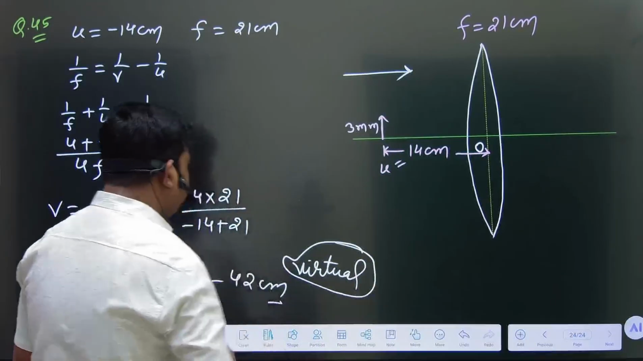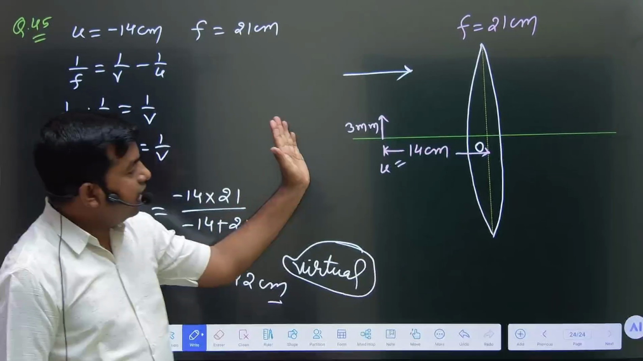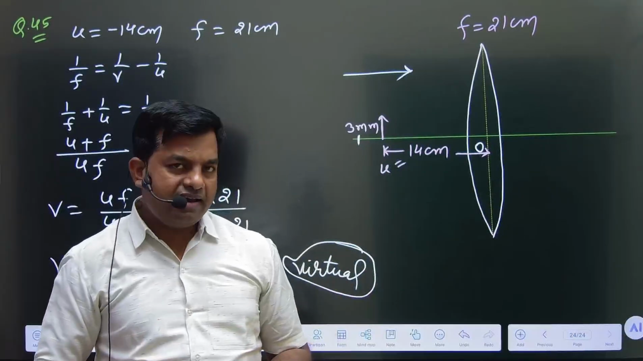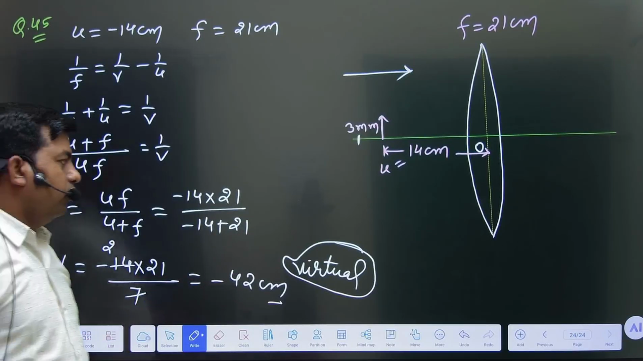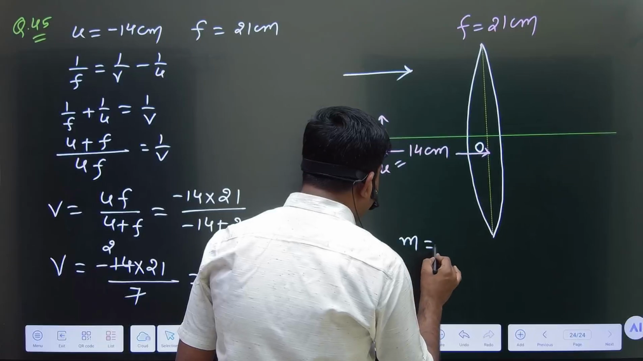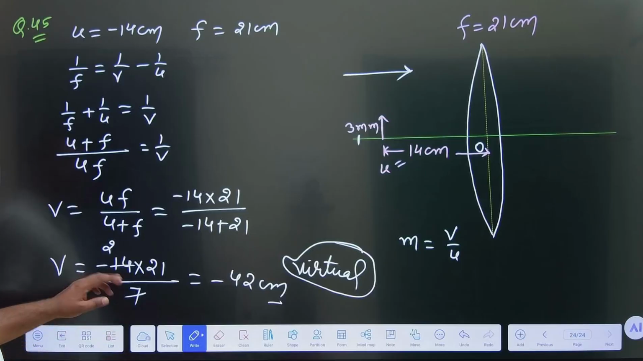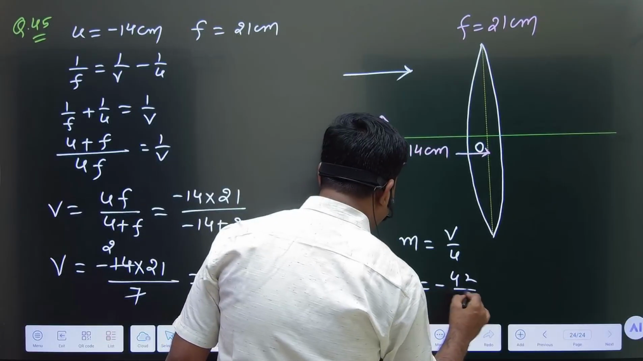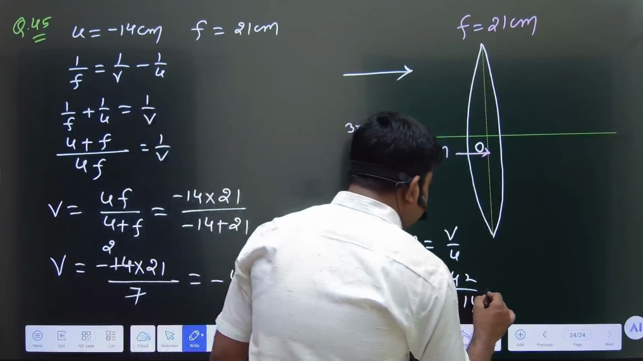And you also think theoretically, when object is placed 14 centimeter, that is just away from the focus. Focus is here and object is placed in between optical center and focus, then virtual and erect image will form. Now you have to also calculate the magnification. So m is equal to v by u. And what is v? V is minus 42 and u is minus 14. So you have to put the value minus 42 divided by minus 14. This is cancelled. So this is 3.